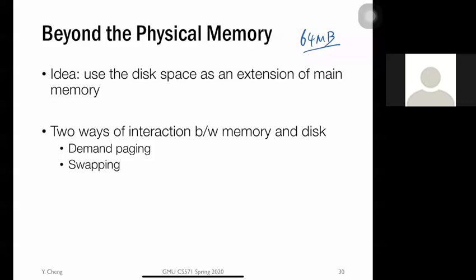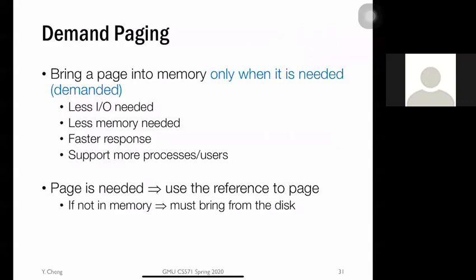There are two ways of doing this interaction between the memory and disk. The first approach is called demand paging, and the second approach is called memory swapping. So let's first take a look at demand paging. What is demand paging? Demand paging is to bring a page into memory only on demand, or in other words, only when it's being needed.